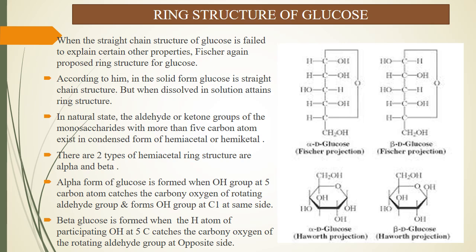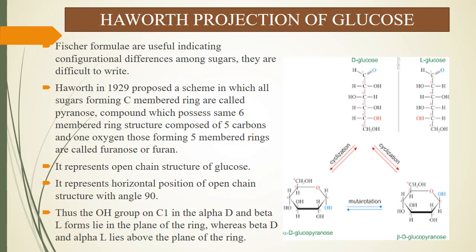The alpha form of glucose is formed when the hydroxyl group at the 5th carbon atom catches the carbonyl oxygen of the rotating aldehyde group and forms the hydroxyl group at the first carbon on the same side. The beta glucose is formed when the hydrogen atom participating in the hydroxyl group at the 5th carbon catches the carbonyl oxygen of the rotating aldehyde group on the opposite side.